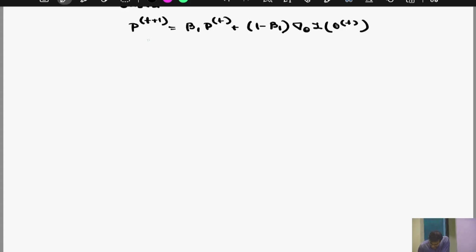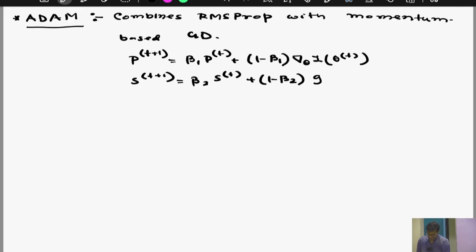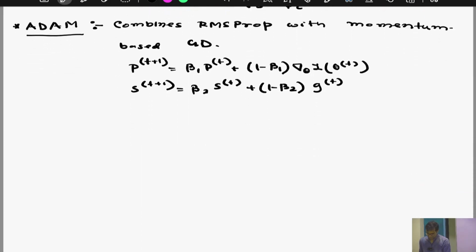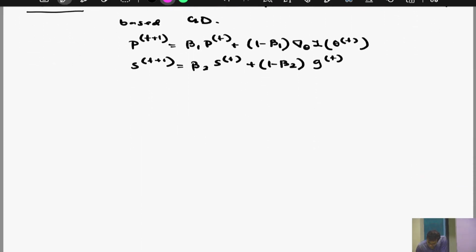Similarly, you have an s_t term. So s_{t+1} is equal to beta 2 times s_t plus 1 minus beta 2 times g_t, where g_t is same as RMSprop, okay?